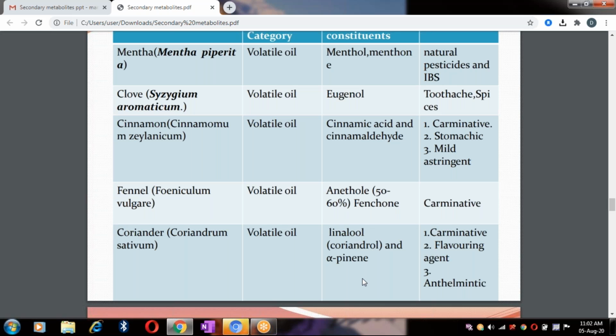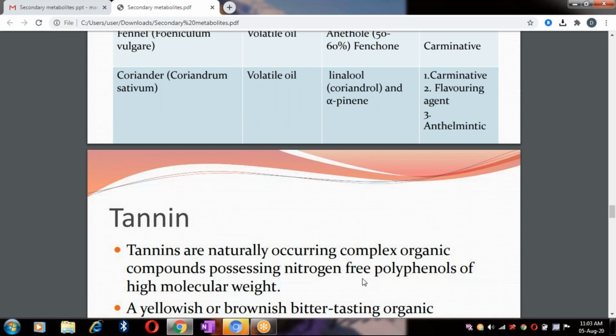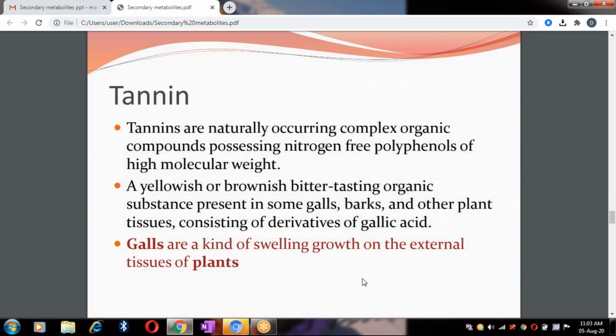Further, you have coriander, which is obtained from dried ripe seeds of Coriandrum sativum, family Umbelliferae, and it has linalool, D-linalool or coriandrol as the main volatile oil content, and it is used as carminative, flavoring agent and anthelmintic. Okay. So now in the tabular column that I made you do, you have to start writing the drugs and start by hearting like this.